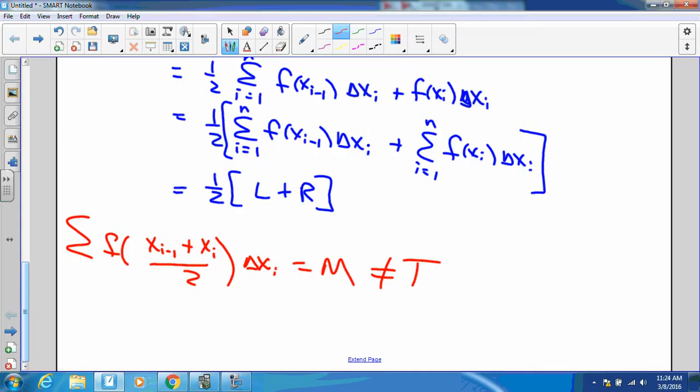Now, how does it actually work out in practice? I'm going to do this with a function that we can actually integrate with FTC so that we can see how good the answers are. So our first stab at this is going to be to integrate a function that we already know how to integrate. We're going to estimate that integral with two trapezoids, and compare that to the values of the left and right hand sums and to the actual value given to us by the fundamental theorem. So here we go.